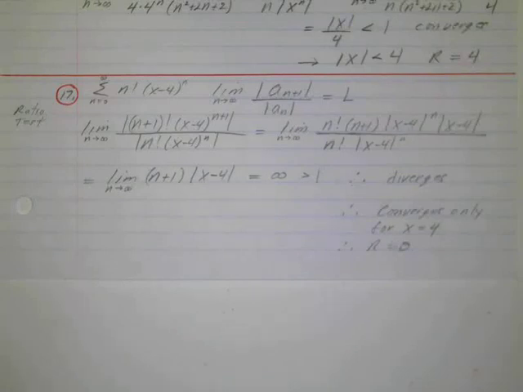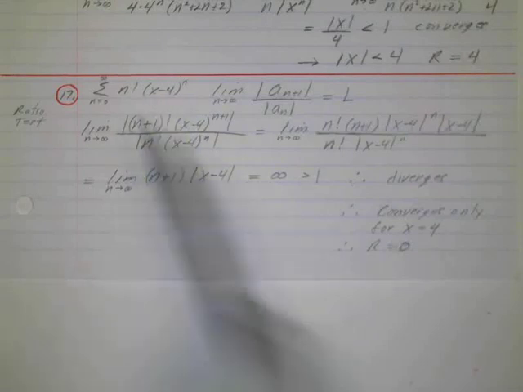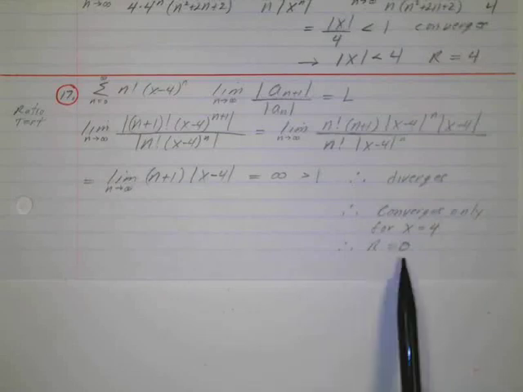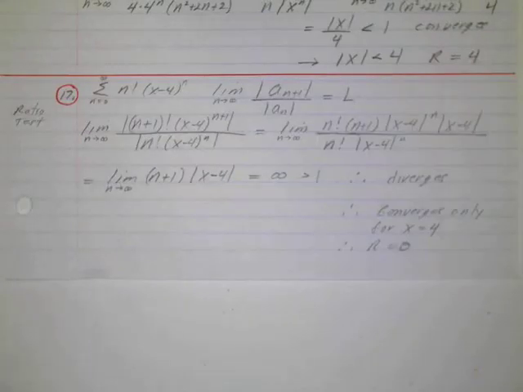So where does it converge? Every series converges about its center. The center here is 4. Remember, it's x minus a that gives the center. So it converges only at x equals 4. The radius of convergence is 0. That's just right at the center. Okay? So I hope that helps.